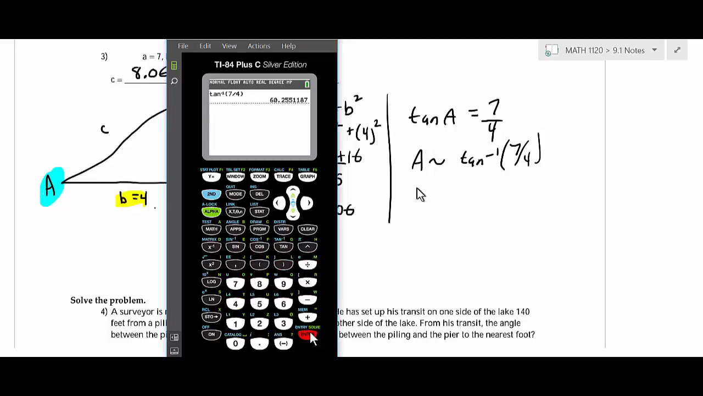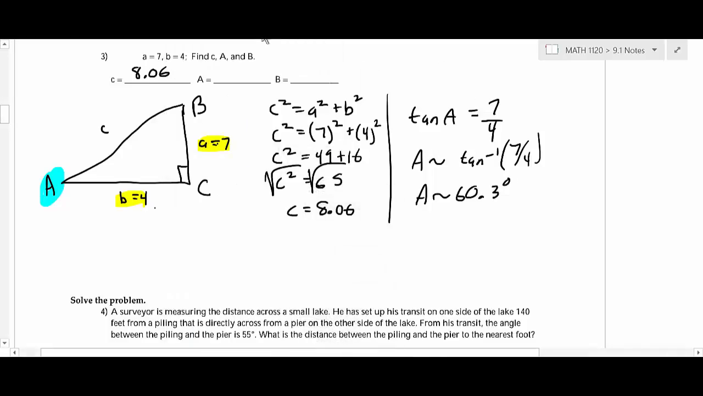And then that's going to leave me with an answer of about 60 points. Let's just use 1 decimal. So let's just say 60.3 degrees. Okay, all right, so we got that, 60.3 degrees. Now all you got to do to find B is, if you know that's 60.3, what do you do to find B? Subtract from 90, exactly.